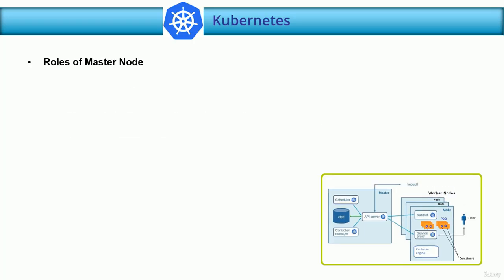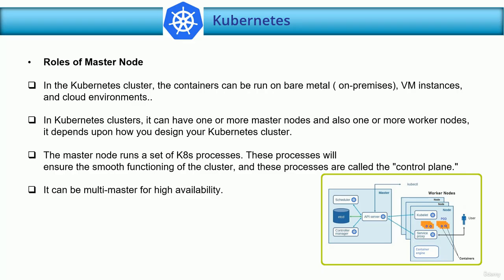Moving to the next PPT, the roles of the master node. That's also important. In the Kubernetes cluster, the containers can be run on bare metal, that is on premises. If you have a physical server present on the company's premises and you want to install Kubernetes on that, that is also possible. You can install the Kubernetes cluster on VM instances and also in a cloud environment. A Kubernetes cluster can have one or more master nodes and also one or more worker nodes. It depends upon how you design your Kubernetes cluster.